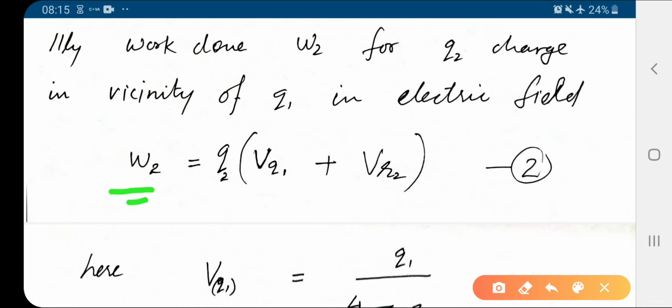One is the potential due to the electric field, that is the potential at a point R2 where we want to place the second charge, and the second one is the potential due to the first charge which we already placed. So the potential at point B will be because of two things. One is due to the presence of the external electric field, and the second one is due to the presence of the initial charge, that is Q1. So that is the potential.